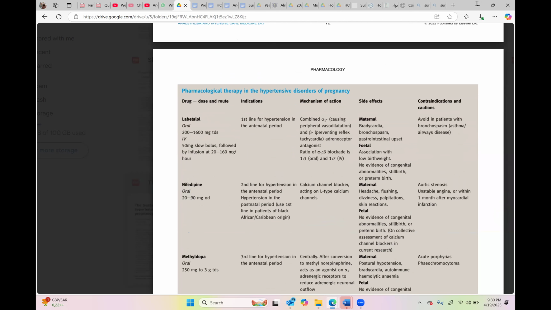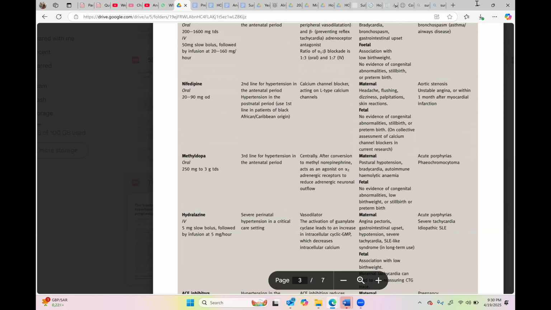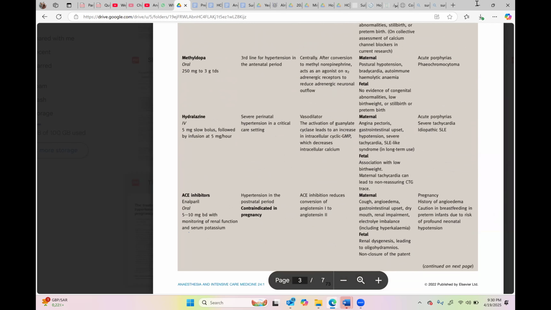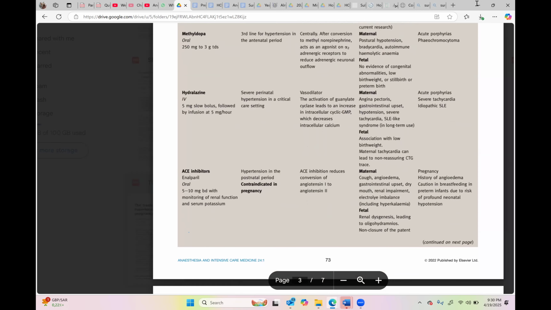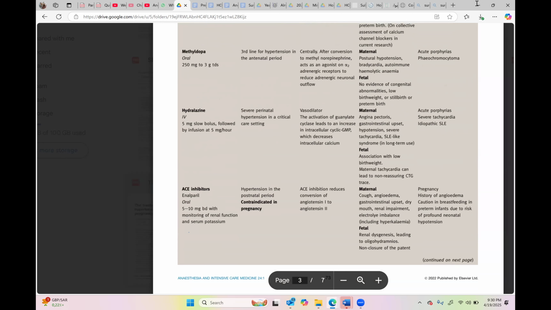Nifedipine, a calcium channel blocker. Then methyldopa, which is taken orally. In our setup, usually we use labetalol or hydralazine. With hydralazine there will be reflex tachycardia. With labetalol there will be less chance of reflex tachycardia, so this is the advantage. And some other medications, I don't know how much they are being used. They have written here ACE inhibitors, but I don't think they are commonly used.